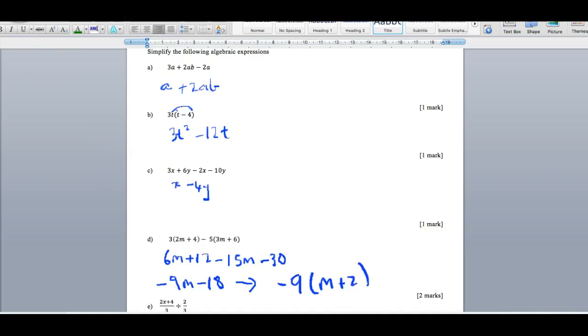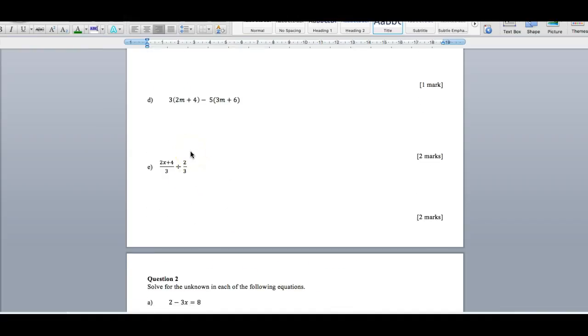Okay, let's move on. Question E, I'll just quickly do. So this one's a little bit trickier. When we're dividing fractions, we change the division sign into a multiplication and we flip the second fraction. Now you should see that these 3's will cancel out and you're just left with 2x plus 4 over 2.